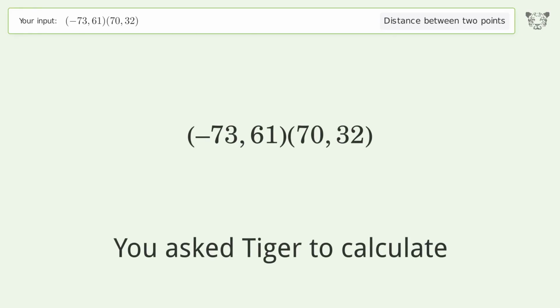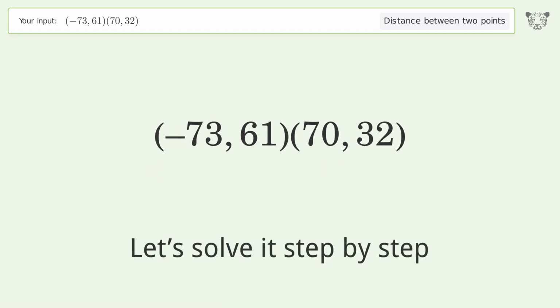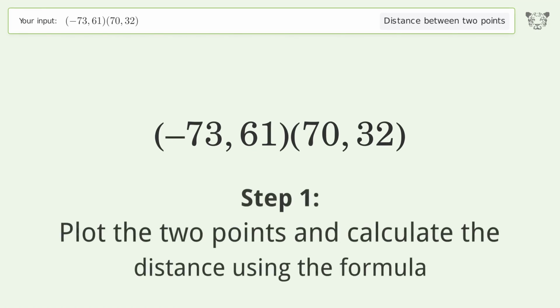You ask Tiger to calculate. This deals with the distance between 2 points. The distance between the 2 points is the square root of 21,290, or 145.911. Let's solve it step by step. Plot the 2 points and calculate the distance using the formula.